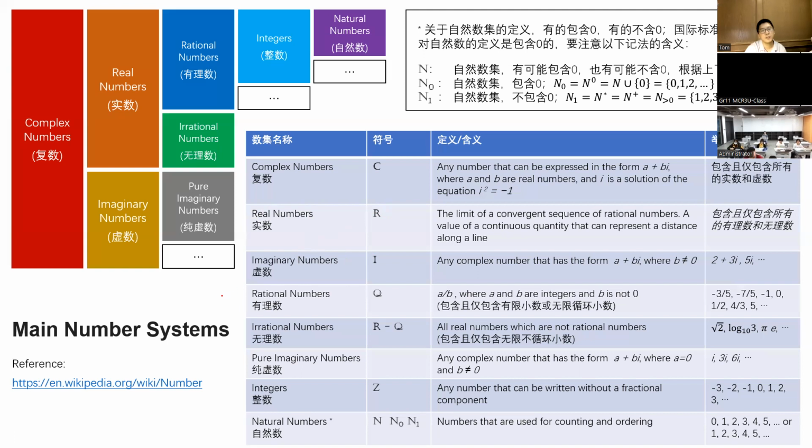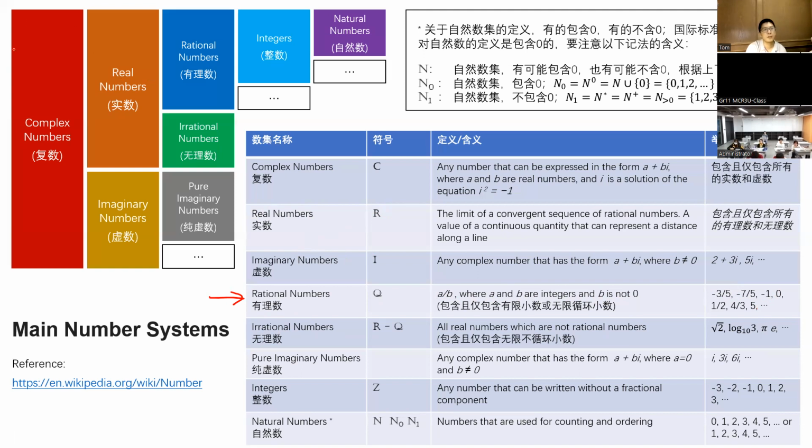So basically, back to the question. For rational numbers, any rational number can be expressed as a ratio a over b, where a and b are integers and b is not zero, such as -3 over 5, -7 over 5, -1, 0, 5, something like that.